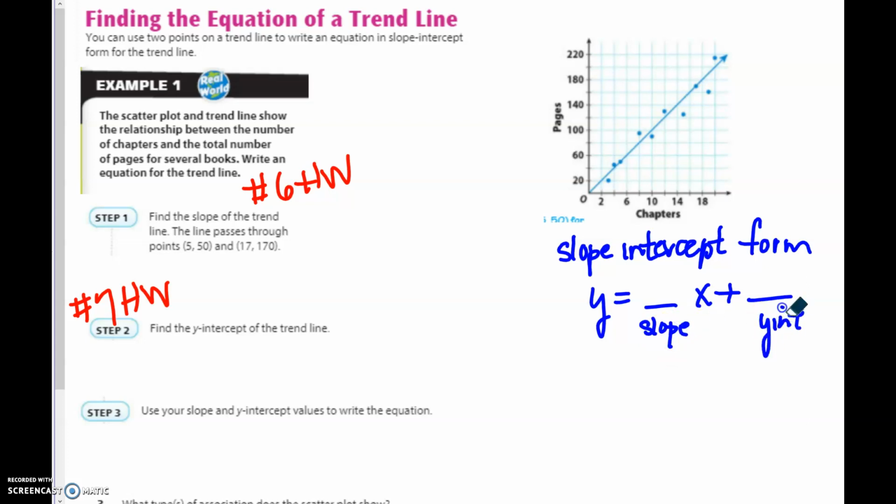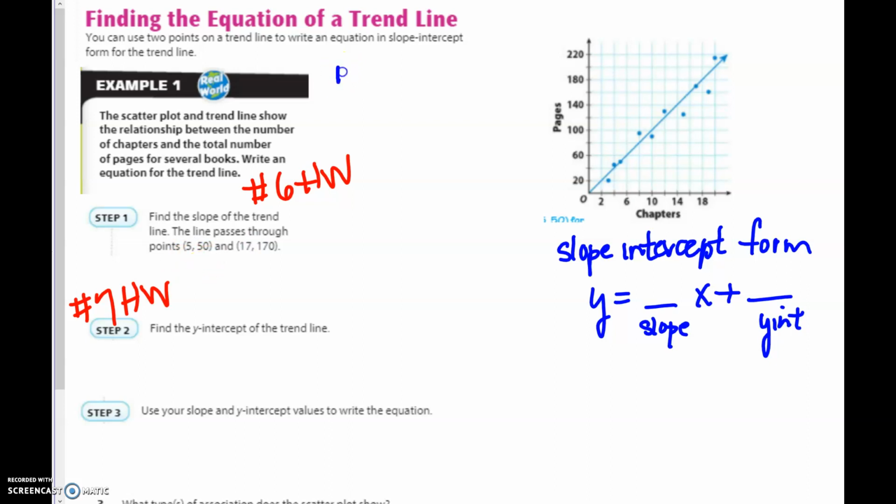So I think number 6 on your homework is asking you to just find the slope. And just because there's lots of different ordered pairs here, and to make this a little bit easier, we decided to give you the 2 ordered pairs we wanted you to use. So the 2 ordered pairs that we're going to have you use in this particular instance are 550 and 17 comma 170.